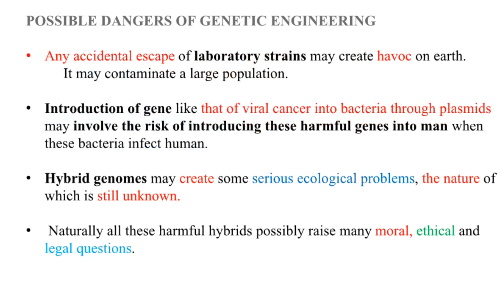Possible dangers of genetic engineering. Any accidental escape of laboratory strains may create havoc on Earth. It may contaminate a large population. Introduction of a gene like that of viral cancer into bacteria through plasmids may involve the risk of introducing these harmful genes into man when these bacteria infect humans. Hybrid genomes may create some serious ecological problems, the nature of which is still unknown. Naturally, all these harmful hybrids possibly raise many moral, ethical and legal questions.